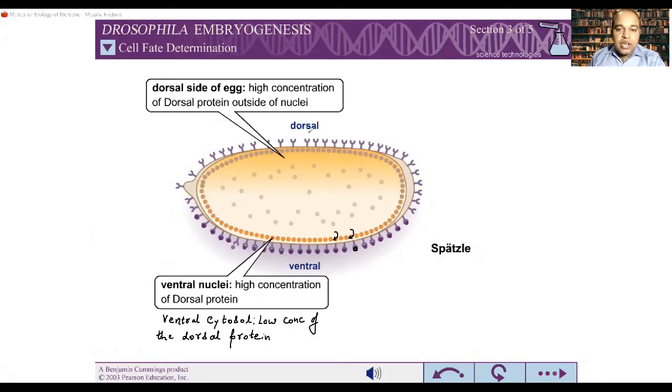So this is how this protein is going to be organized.